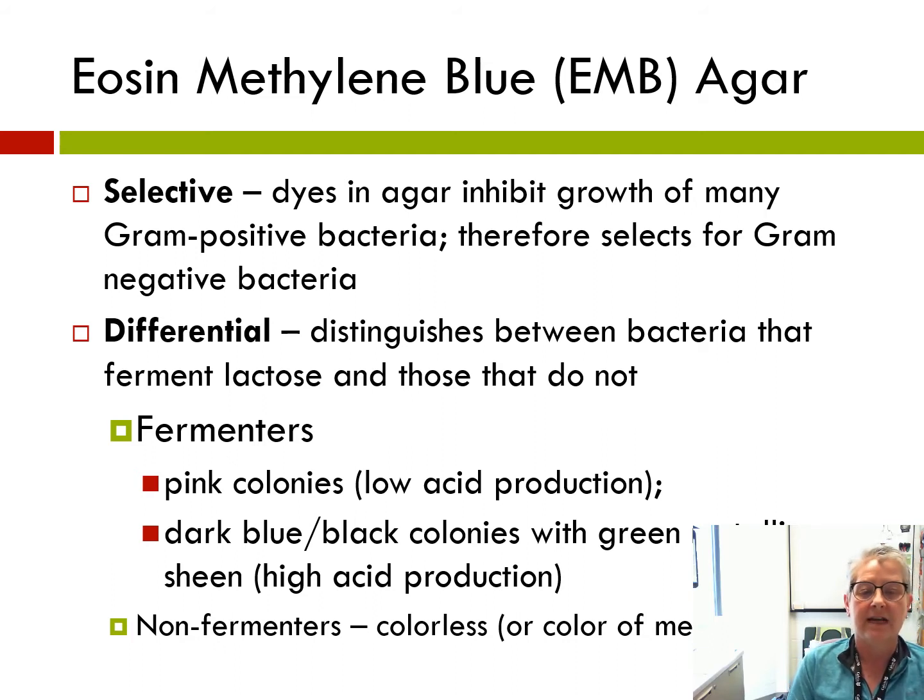So this EMB agar has lactose in it. The bacteria that can ferment lactose are actually divided into two groups. There are those that have low acid production in fermentation, and we'll get bright pink colonies growing on this EMB agar. And then there are those that produce a lot of acid in lactose fermentation. And then we get these dark black-blue colonies with a really bright metallic green sheen. And then other of the enterics, the gram-negatives, do not ferment lactose. And they're just kind of colorless or pale. They kind of have the background color of the media.